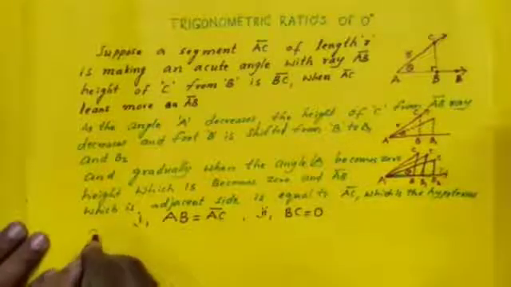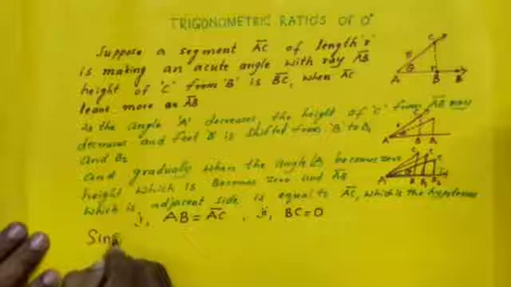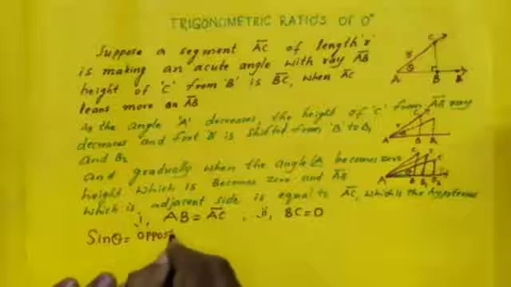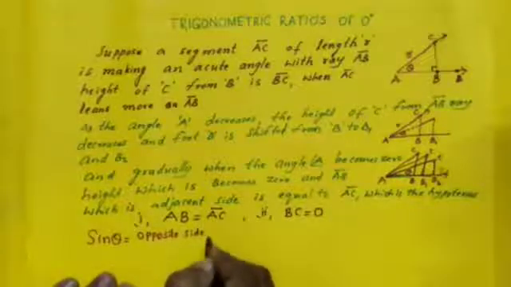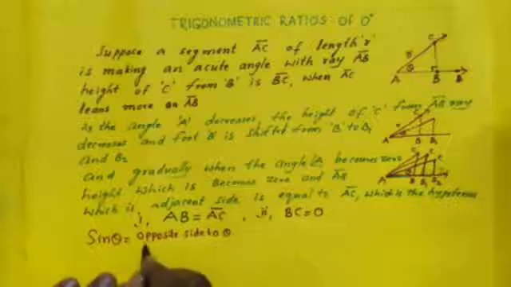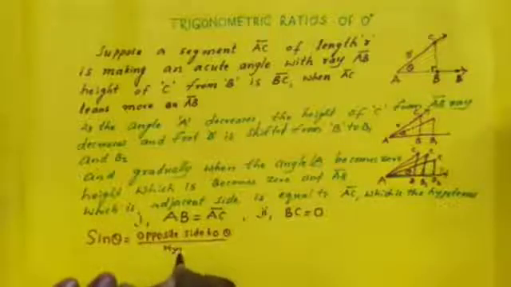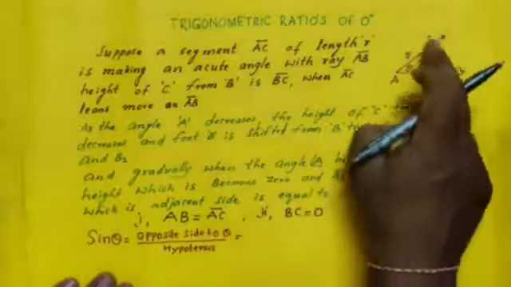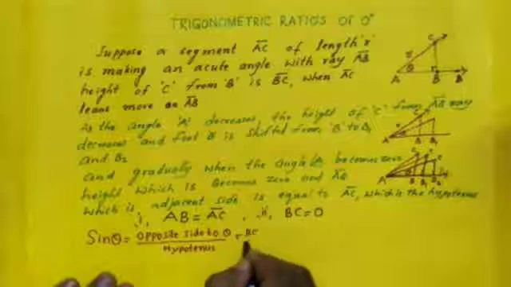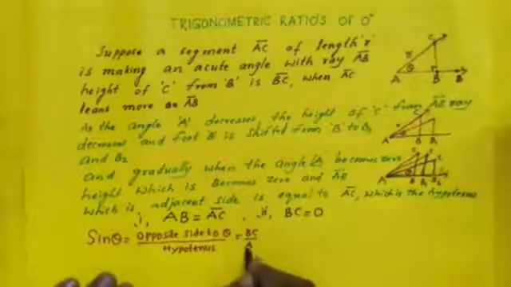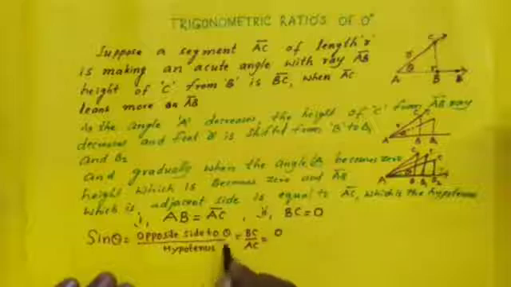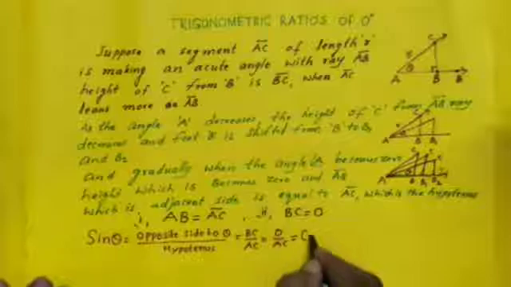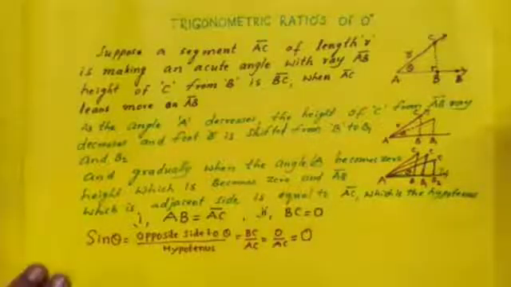First, sine theta. We already know sine theta is the opposite side to theta by the hypotenuse. What do we get now? Opposite to theta is BC and the hypotenuse is AC. Here BC is 0 and the hypotenuse is AC. So 0 by something we say is 0. This is the value of sine theta.